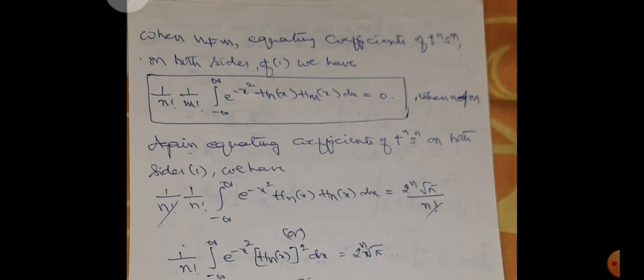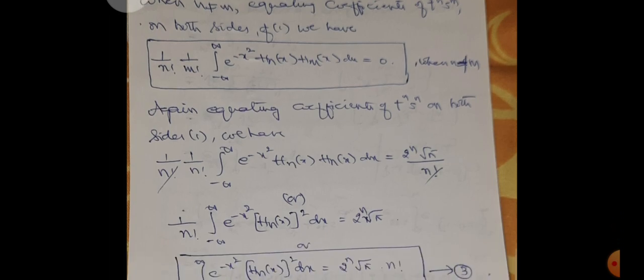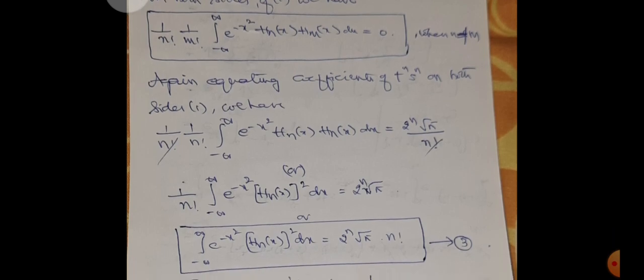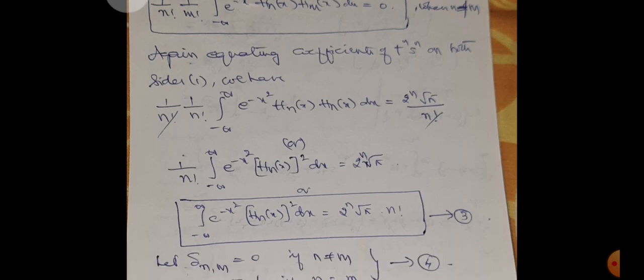Hence, when n is not equal to m, equating the coefficients of t power n into s power m on both sides of 1, we have 1 by n factorial into 1 by m factorial into the integral from minus infinity to plus infinity e power minus x square into Hn of x into Hm of x dx equal to 0. That is when n is not equal to m. Again, equating the coefficient of t power n and s power n on both sides, we get 1 by n factorial, 1 by n factorial, integral minus infinity to plus infinity e power minus x square Hn of x into Hn of x dx equal to 2 power n into root pi by n factorial. The n factorial gets cancelled. So 1 by n factorial into integral minus infinity to plus infinity e power minus x square into Hn of x whole square dx is equal to 2 power n into root pi. So finally we conclude the integral minus infinity to plus infinity e power minus x square into Hn of x whole square dx is equal to 2 power n into root pi into n factorial.